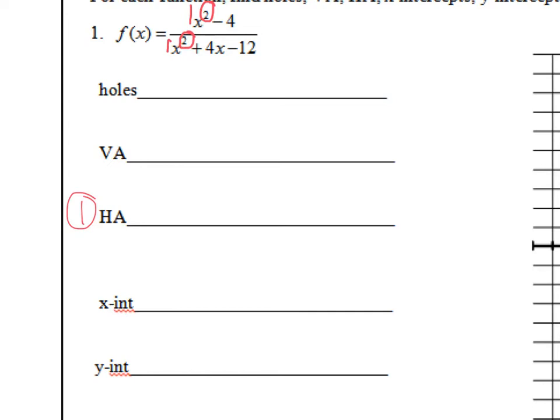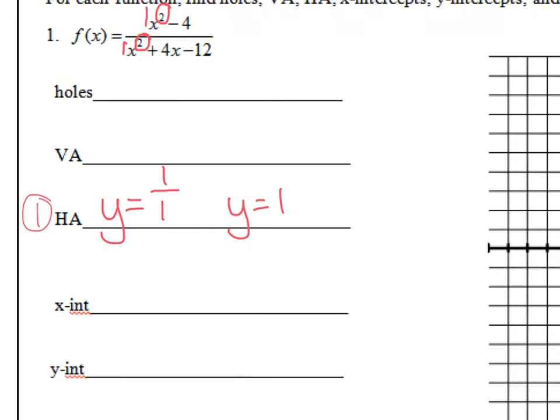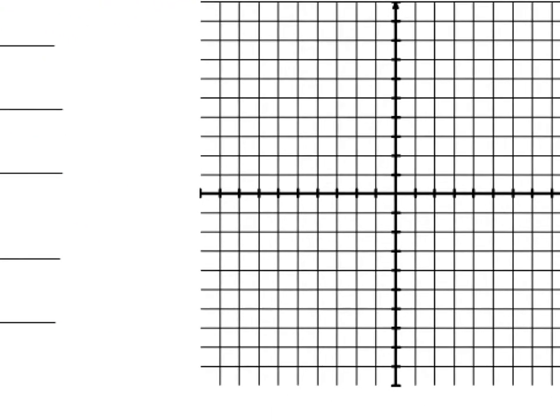So the HA we write as an equation of y equals, and we would set it as 1 over 1. Well, that's just 1, so the HA is y equals 1. So now let's go ahead and move that on our graph. Since that's the horizontal asymptote, we're going to draw a dotted line across at y equals 1.